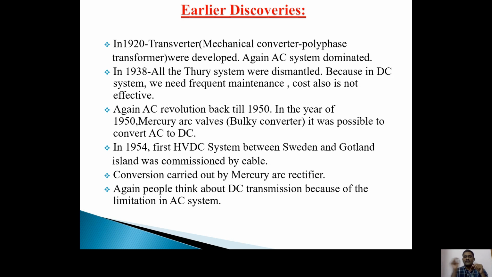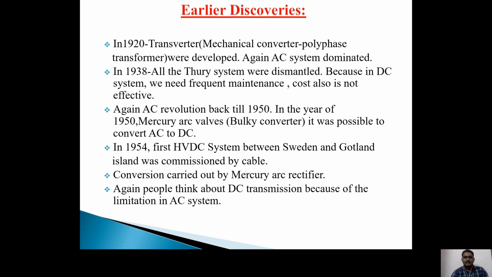So in 1954, the first HVDC system between Sweden and Gotland was established, by using cable, and the conversion was carried out by the mercury arc rectifier. Again, people thought about DC transmission because of the limitations in the AC system, which were discussed earlier: stability problems, power transfer problems, and voltage problems. Because of those limitations in the AC system, people thought about DC transmission.